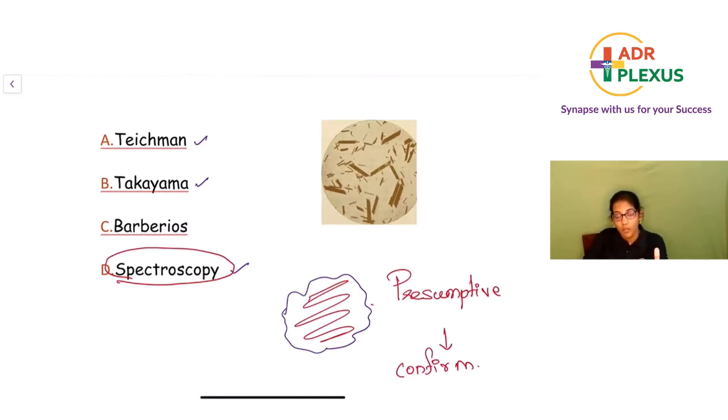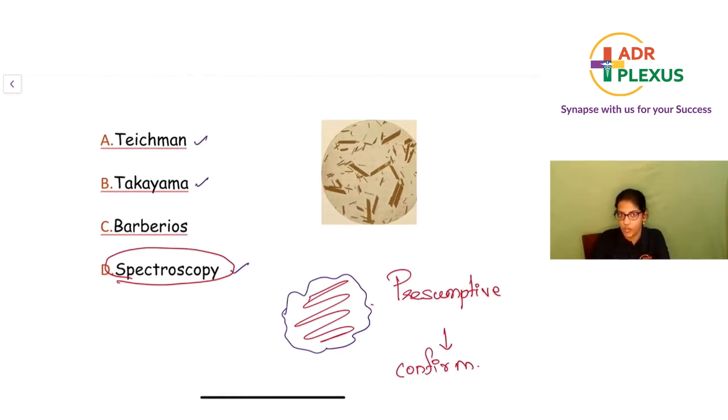Teichmann and Takayama. On the spot, generally color tests are done as presumptive tests, right? So the color tests which are done on the spot. We have used phenolphthalein, which is most commonly used, right? So we put it on the blood stain and we look for the color change.